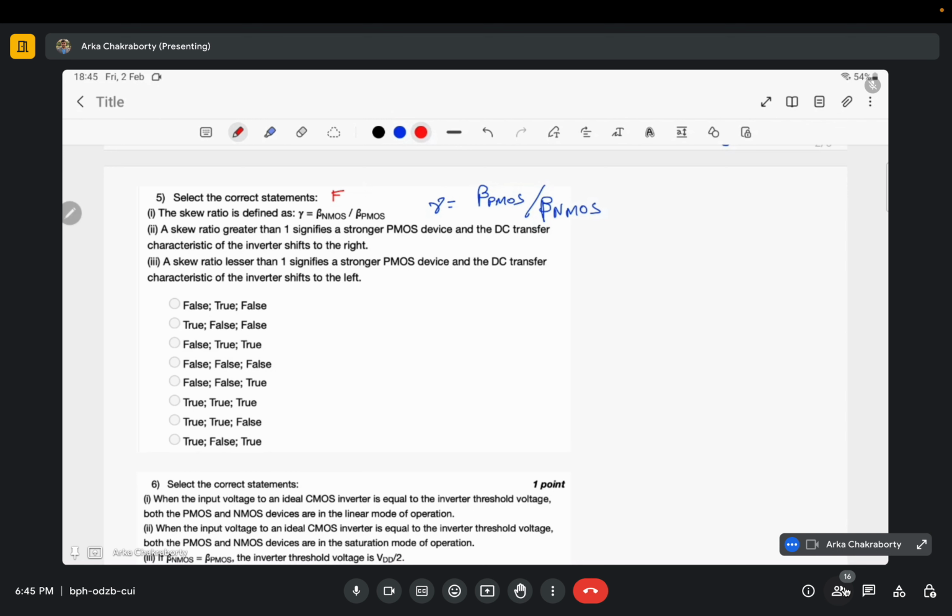Now he has explained it in terms of beta, in terms of skew ratio gamma. But let me talk about it the way I understood. You don't need to remember the skew ratio and, if it is more than 1, whether PMOS or NMOS will be strong. Let us simply see the output characteristic of a CMOS inverter.